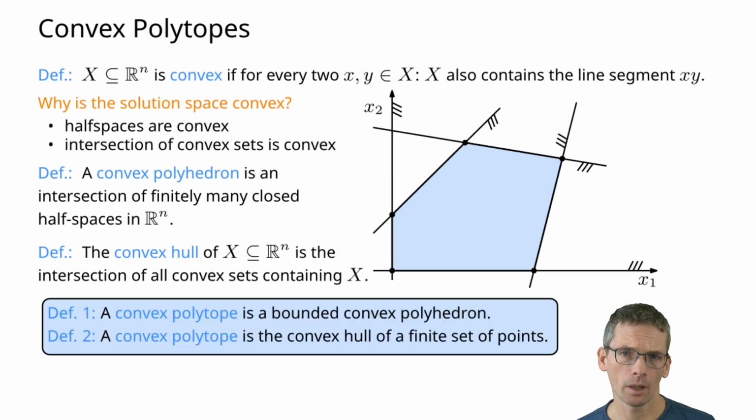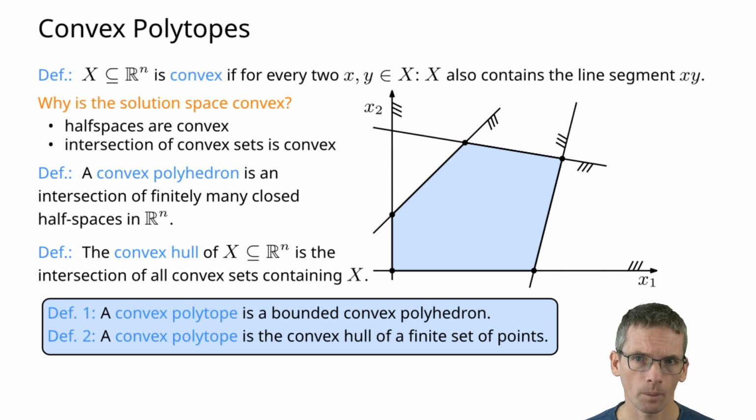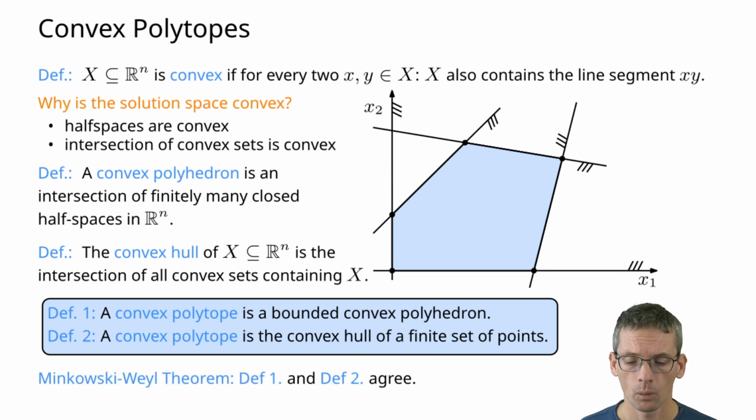And now we are ready to define a convex polytope, and actually we will have 2 definitions. So one is: a convex polytope is a bounded convex polyhedron. So bounded intuitively simply means it does not go to infinity, or if we want to define it, we can say it stays within some ball. And so that's one definition. The other one is: a convex polytope is the convex hull of a finite set of points. And then there's the Minkowski-Weyl theorem, which tells us that definitions 1 and 2 are the same.